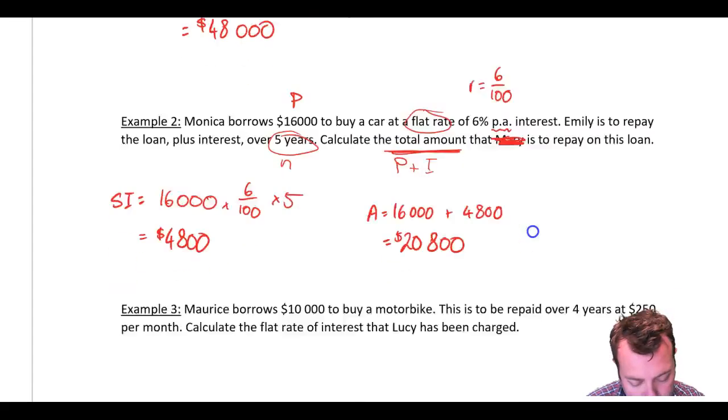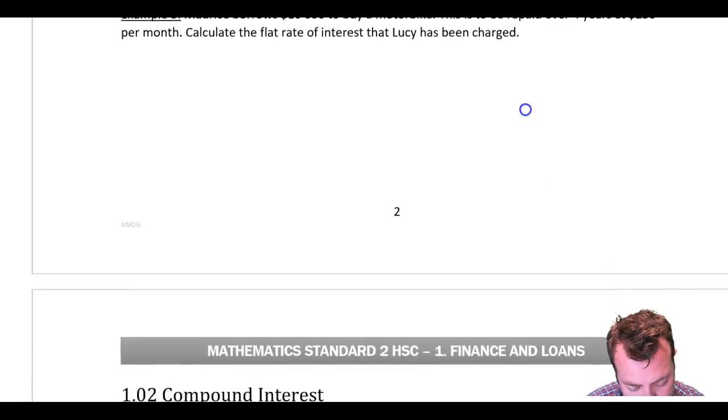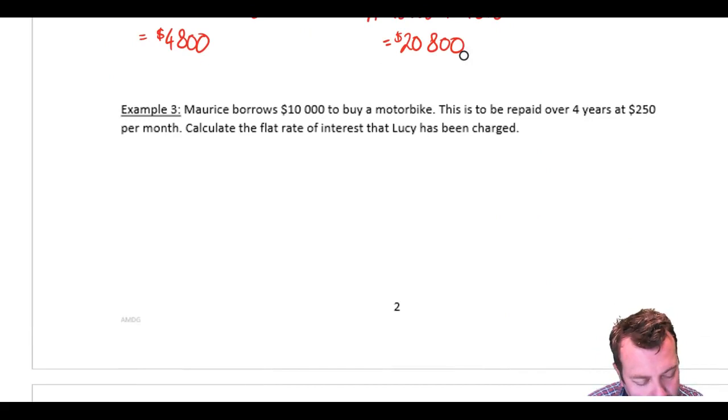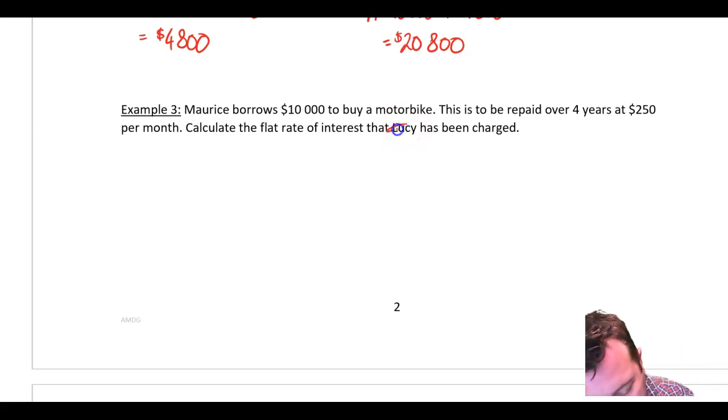All good. Now, third and final example here. Yep. Third and final example, Maurice borrows $10,000 to buy a motorbike. It's going to be repaid over 4 years at $250 per month. Calculate the flat rate of interest. Lucy, man, these are a mess. That should be Maurice.